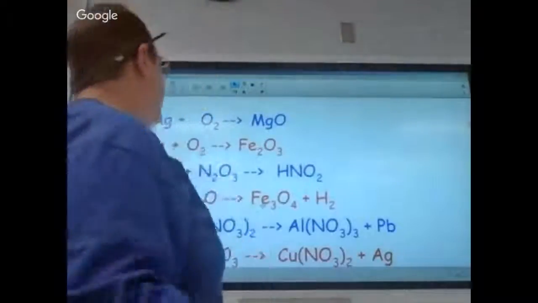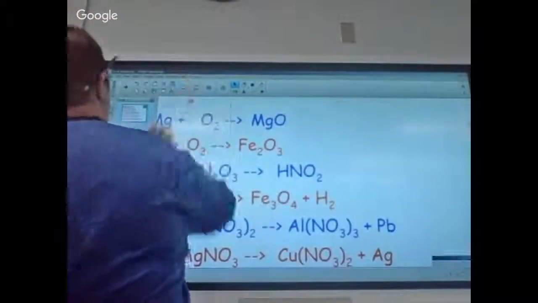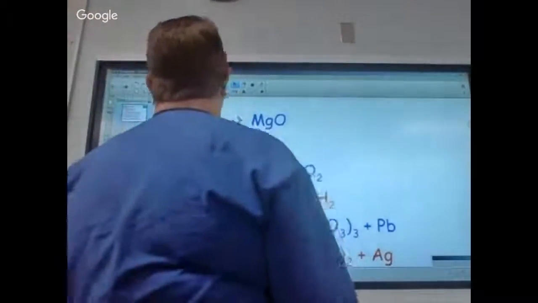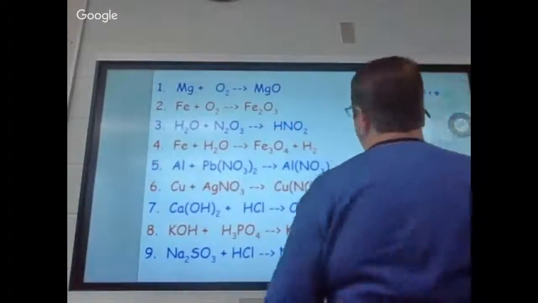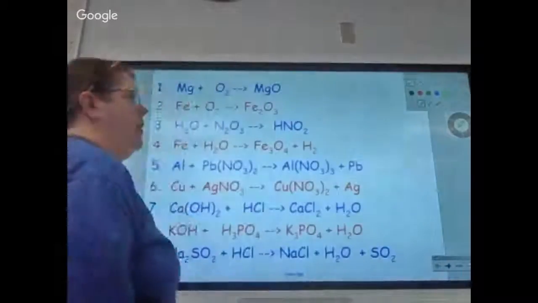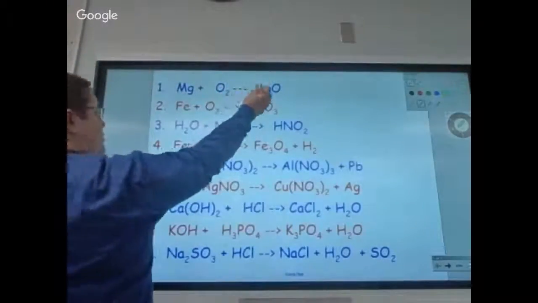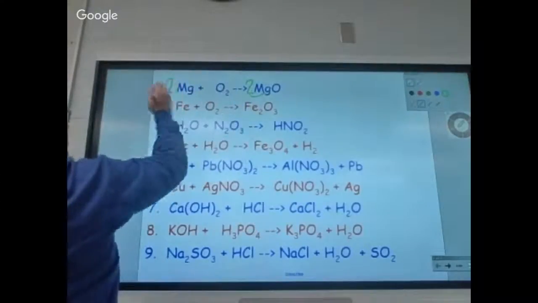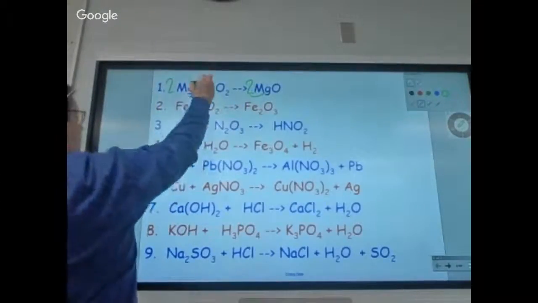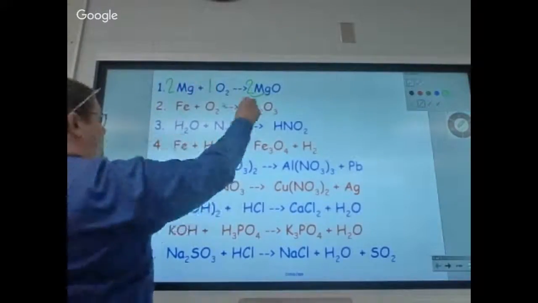Alright, so let's look at the answers. It was on the board. Mind you, there's no answers, so pay attention. Alright, so in the first one, 4 questions: how many O's do you have? 2. So we put a 2 there. We made 2 MgO, so we put a 2 there. That was so easy. If you want to put a 1 there, make yourself happy, knock yourself out.